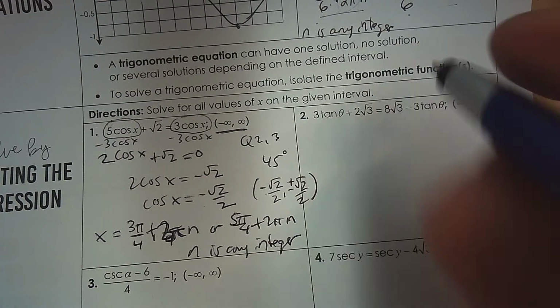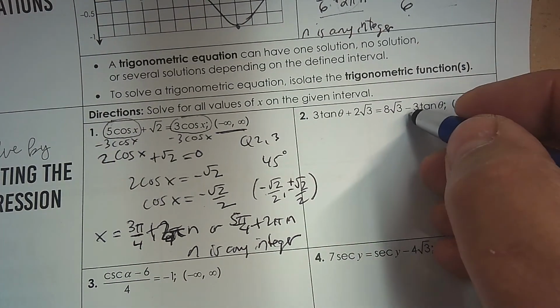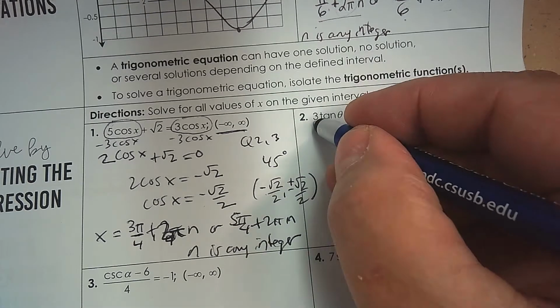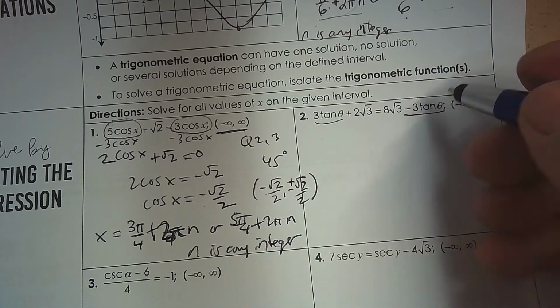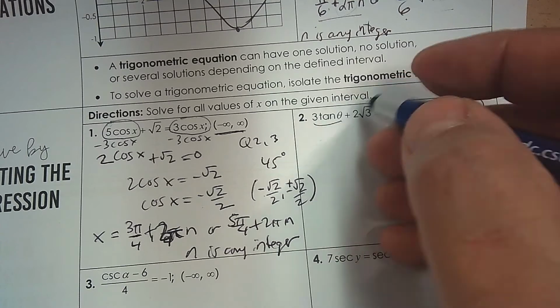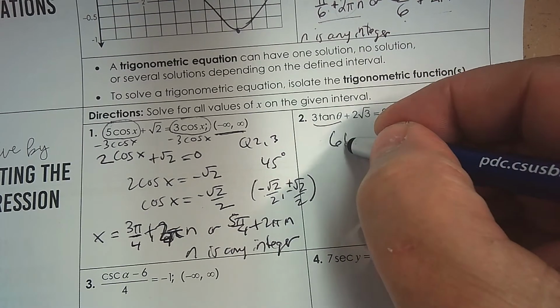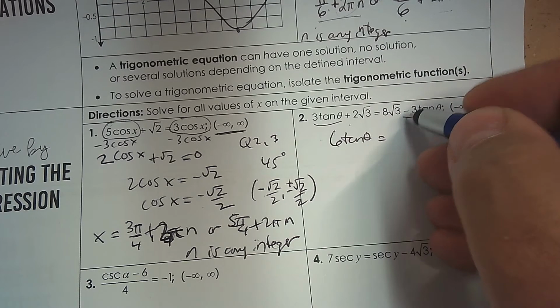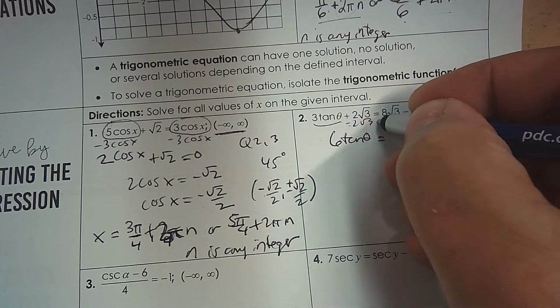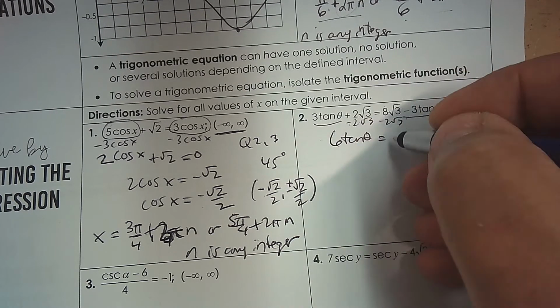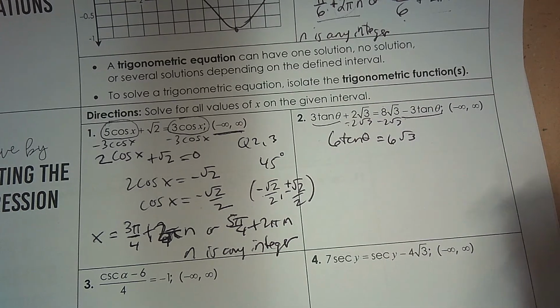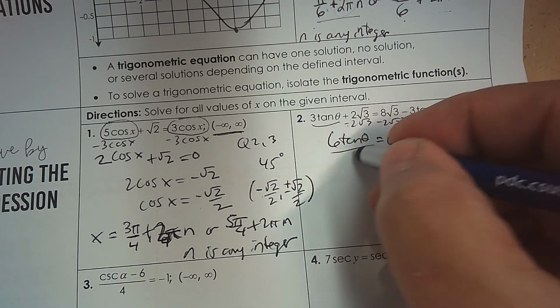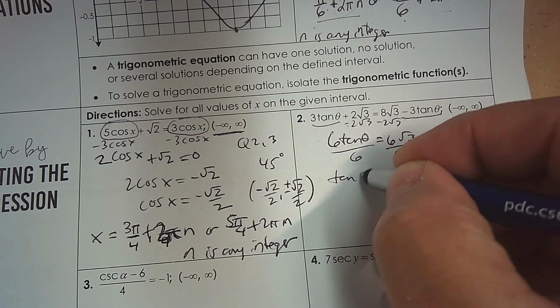Let's try that again. I want to isolate tangent, so I have tangent on the right, tangent on the left. It'd be nice if it was positive. I'm going to add 3 tangent, so 3 plus 3 is 6. And then I'm going to subtract 2 root 3. So when I subtract 2 root 3, we have like radicals, so 8 take away 2 is 6 root 3. Divide by 6, so tangent theta equals root 3.